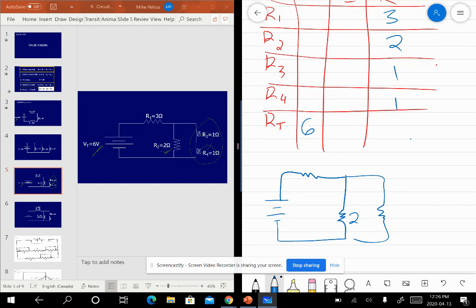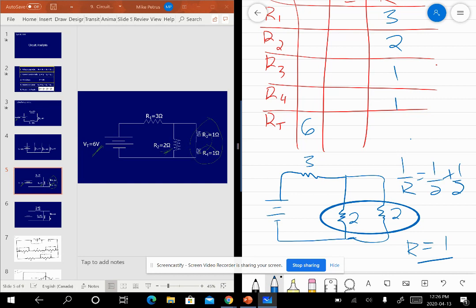So this was a 2. Now this is a 2 because I added the 1 and 1, and this is a 3. So I got 2 and 2 in parallel. That means 1 over R for those two is equal to 1 over 2 plus 1 over 2. If you do the math there, you're going to find that R equals 1.